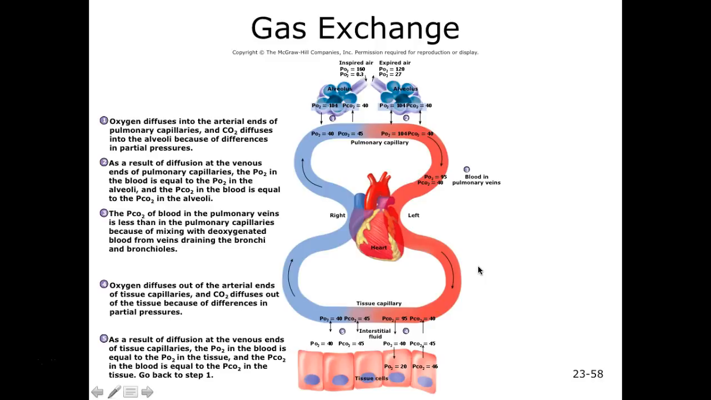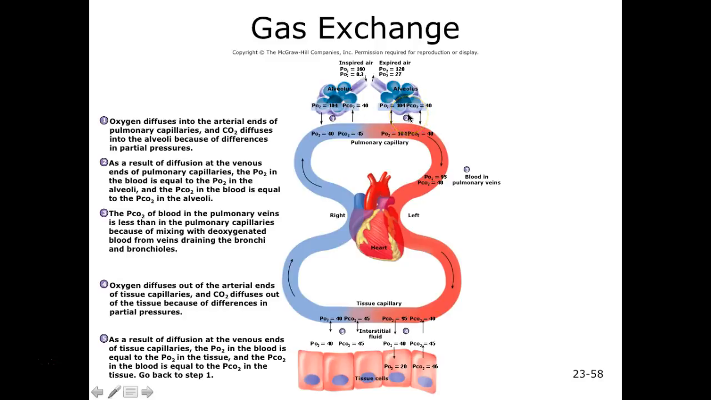So here we can see this all outlined in this figure for gas exchange. Let's start at number 1. We have our partial pressures here. We can see that in our alveoli, we have a partial pressure of 104 for oxygen, and within our blood, we have it at 40. So naturally, our oxygen is going to want to move into the blood capillary here. And then our partial pressure for carbon dioxide is 45 in our blood and 40 within our alveolus. So naturally, it's going to want to move into the alveolus here.